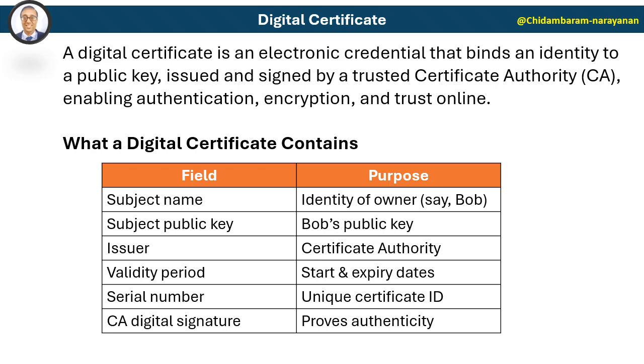A digital certificate is an electronic credential that binds an identity to a public key. So it's like a digital passport. It tells you who you are in the online world. This certificate is issued and signed by a trusted certificate authority, or the CA, which acts as the trusted third party which vouches for the certificate holder's identity.